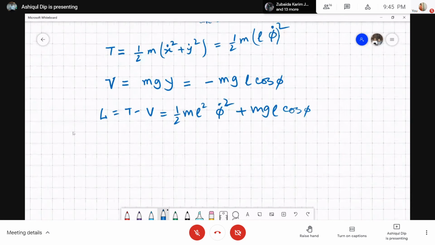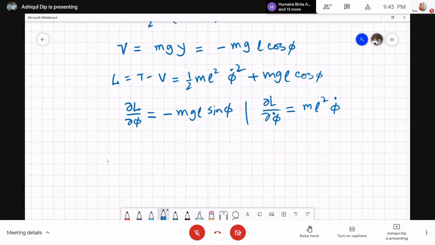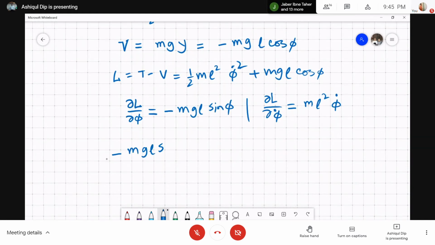Right? So now we have to find delta L over delta phi. What's that? It's minus mgL sine phi. Then, delta L over delta phi dot, what's that? m L squared phi dot. Right. So our Lagrange's equation says negative mgL sine phi equals m L squared phi double dot.